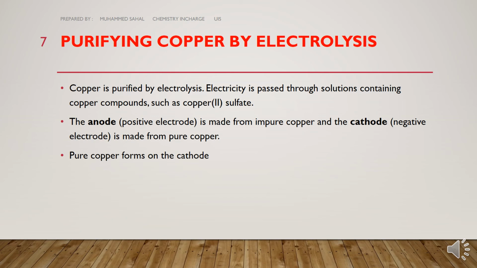How is this possible? To purify copper, first of all you take impure copper as the anode, and a pure copper strip as the cathode. For the suitable electrolyte, here we take copper sulfate solution. Then pure copper will form on the cathode. Now this can be illustrated with the help of a diagram.